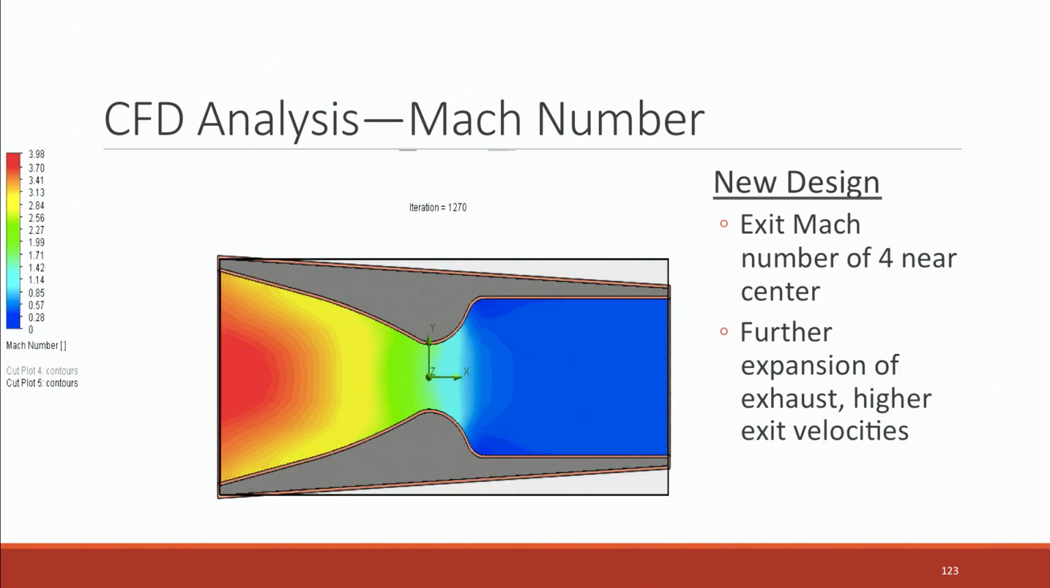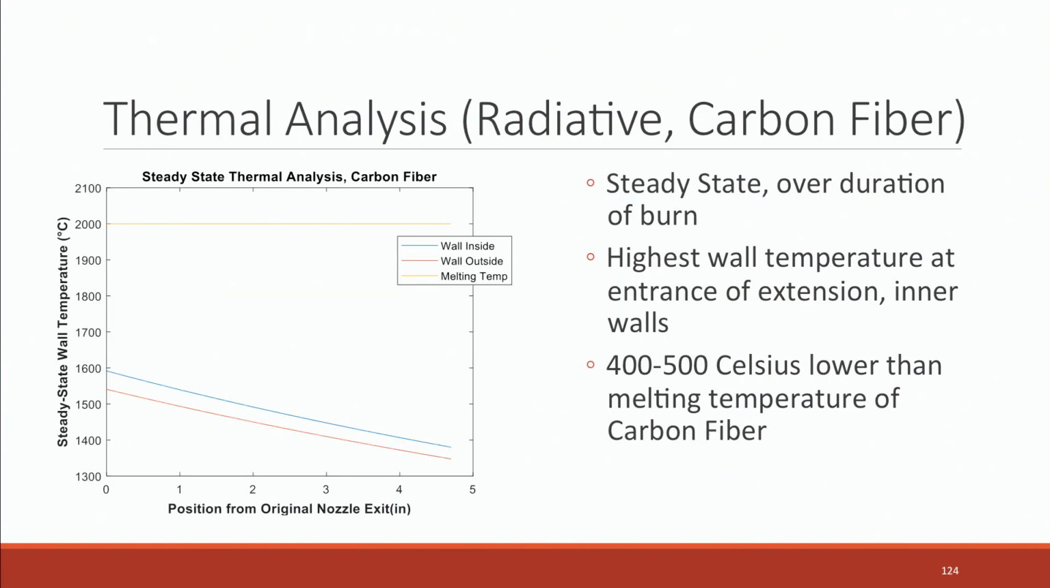But then with our new design, you allow the gases to expand more, and that's really important because it allows the speeds to increase. When we ran the simulation with our new nozzle modification, we saw a Mach number of about 4 near the center, and then a little bit less towards the walls, but it's better than what it was before. So that helps increase the thrust of the nozzle itself.